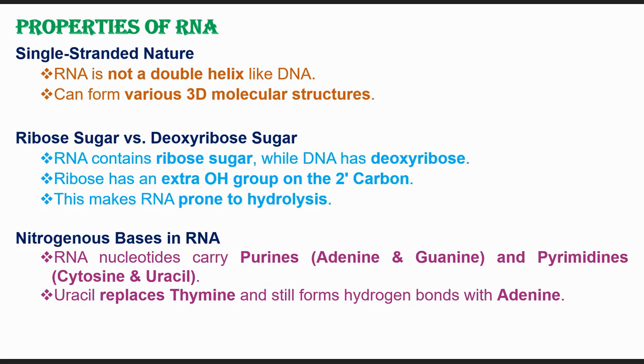Ribose sugar is also a cyclic structure consisting of 5 carbon and 1 oxygen, just like in DNA. But the major difference is the presence of an extra hydroxyl group in the second carbon of ribose, which is absent in deoxyribose sugar. The hydroxyl group in the second carbon atom makes the RNA molecule prone to hydrolysis. RNA nucleotides carry the nitrogenous bases purines and pyrimidines, but in RNA, in place of thymine, uracil is present, which also forms hydrogen bonding with adenine.